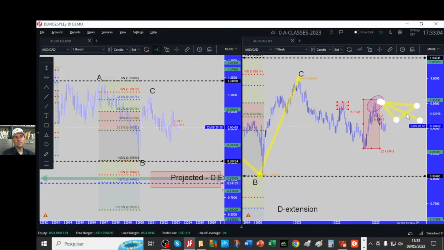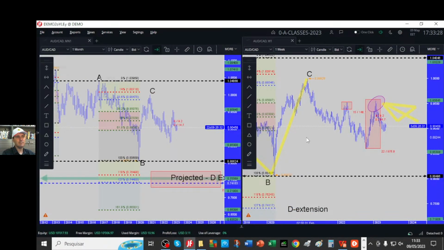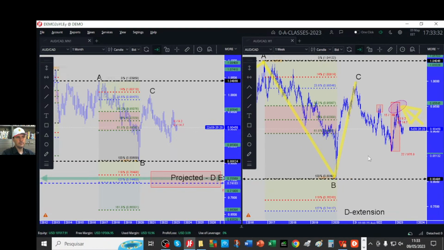Wrong answer. You should not go long. Why not, boss? Because again, if you're going to use the Fibonacci's, then you must listen to the Fibonacci's. Make sense? You shouldn't go long. Why not? Because we use the original Fibonacci to determine trend direction. But it made a higher high. It doesn't matter. You have a down sequence. Make sense?